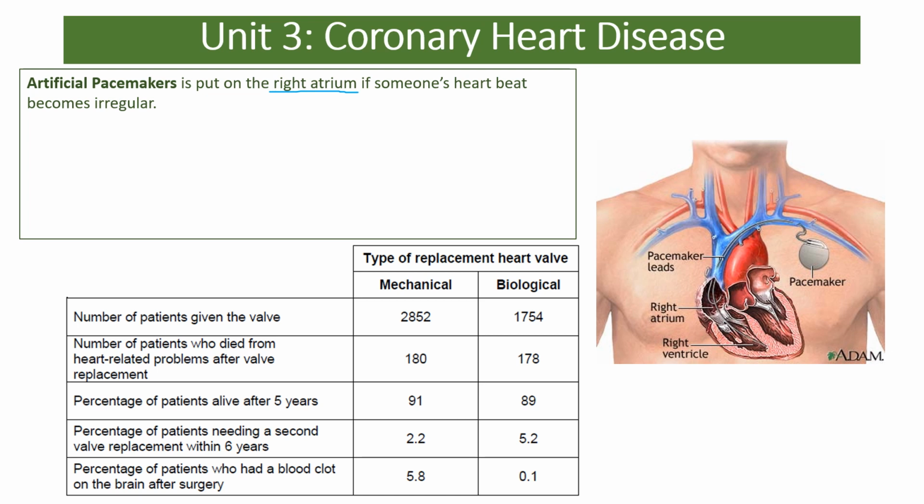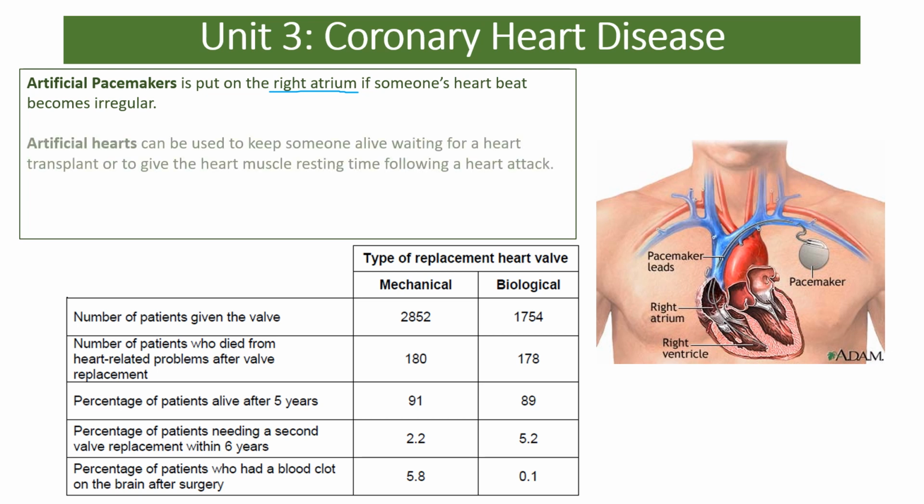If your heartbeat becomes irregular, which means your blood flow isn't regular, and therefore you might get less red blood cells to your muscles, less oxygen delivered to your muscles, which is a big problem, because less respiration will occur, then an artificial pacemaker, which gives a tiny electrical shock, can be attached to the right atrium of the heart. And you need to know it's the right atrium, and it stops the heartbeat being irregular.